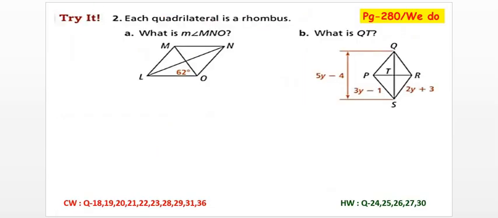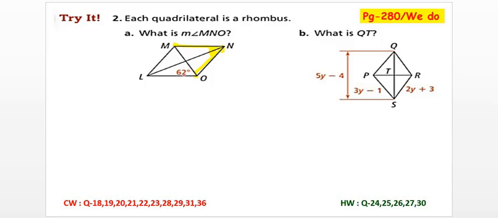Here is the next question. I have taken it from the Triad questions. Triad 2, it says each quadrilateral is a rhombus. So we have A part and B part. They are saying each one of these is a rhombus. What is the value of angle MNO? Where is angle MNO? Let's check. MNO. So they want us to find how much this whole angle is, right?